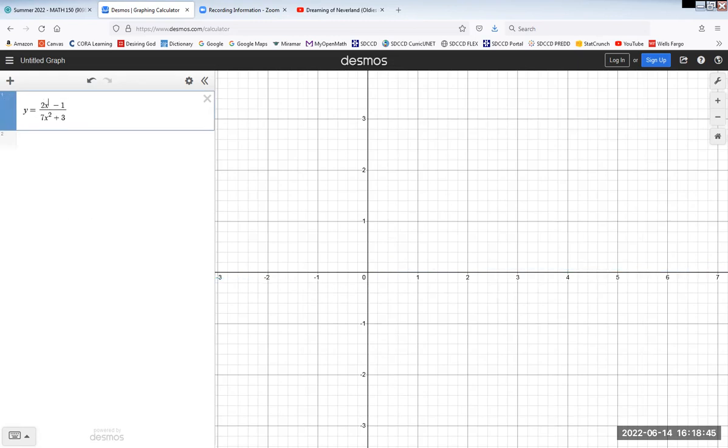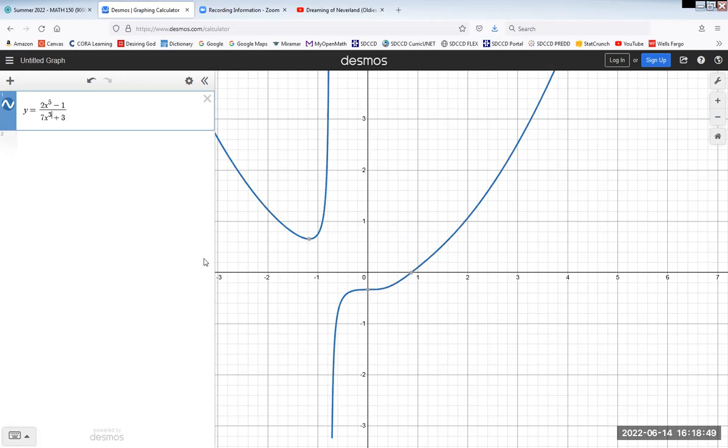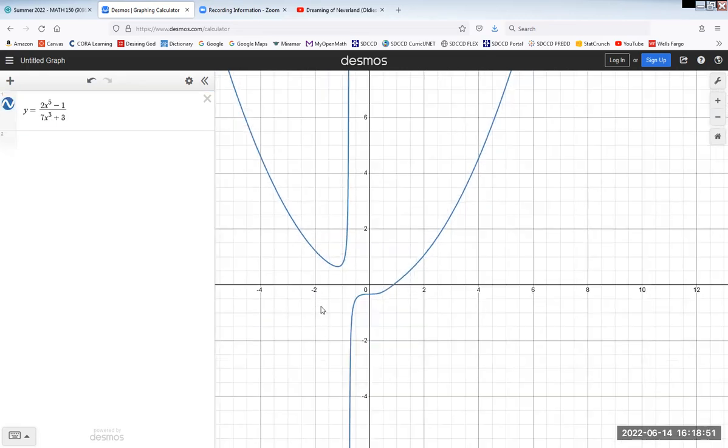And then that last example, we had this. Oh, that's kind of an interesting graph. 2x to the 5th minus 1 over 7x cubed plus 3. And now as x goes to infinity, the y value is shooting up and up and up to infinity.